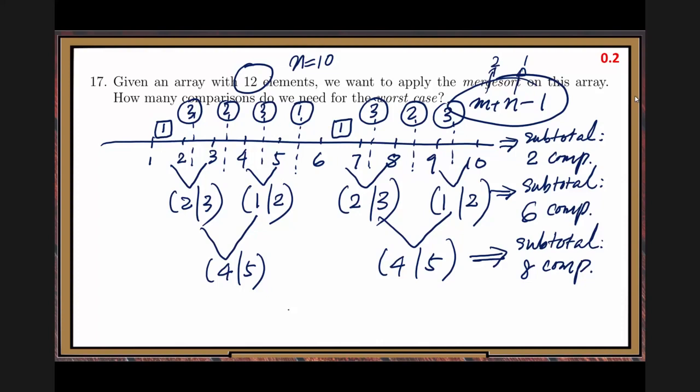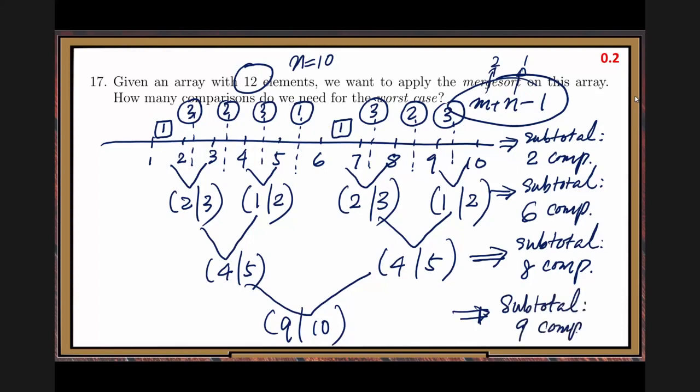Then, the last round, use the 2 sides number 5, 5. 5 plus 5, 10. 10 minus 1, 9. Okay, so 9, size 10. The subtotal is 9. 9 comparisons.